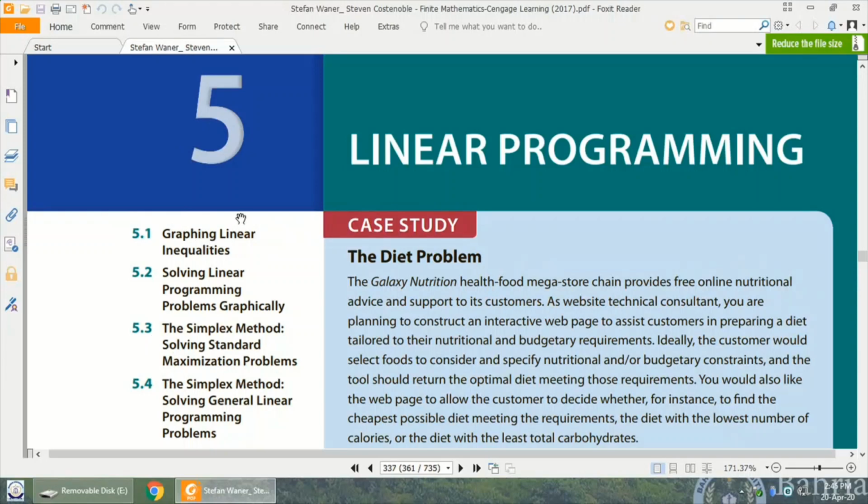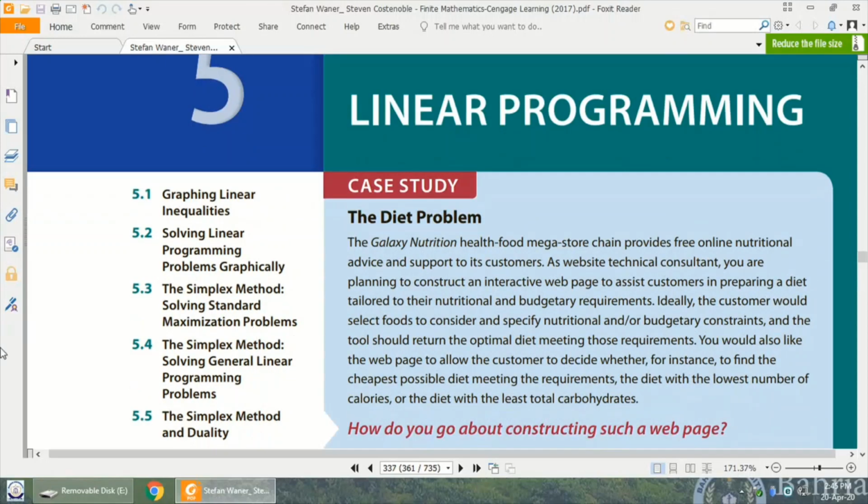And let's just move on to the case study pertaining to the diet problem. It's very similar to the example that I've already given to you. It talks about the Galaxy Nutrition Health Food Mega Store chain. The central idea in all of this is basically about clients having constraints such as budgetary constraints, and they need to have a diet plan which is tailored to their nutritional requirements.